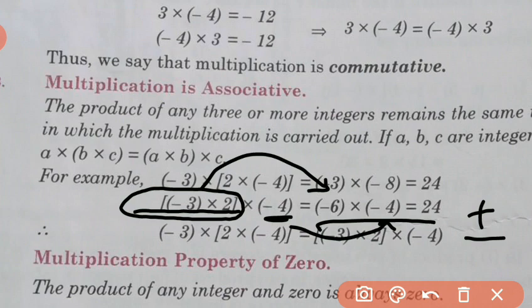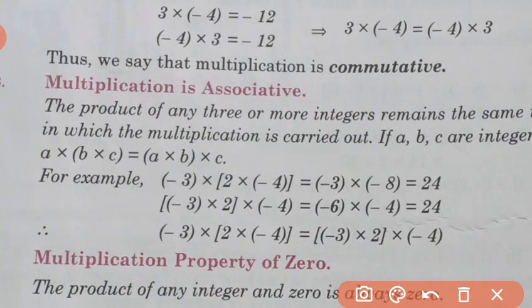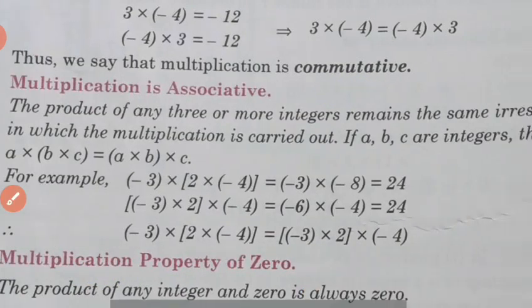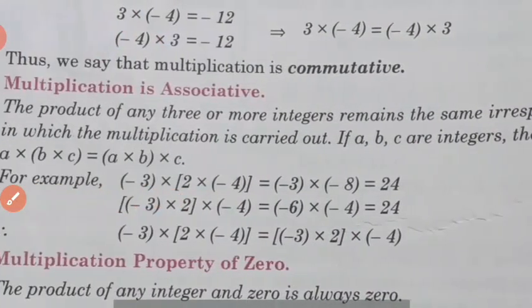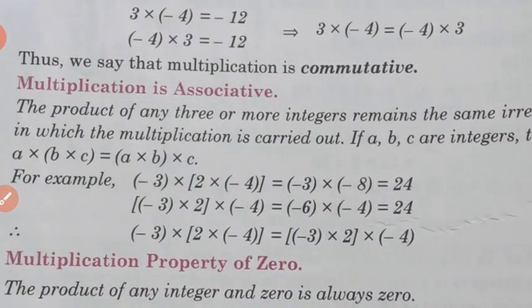So you can see that if you multiply minus 3 into bracket 2 into minus 4, or bracket minus 3 into 2 into minus 4, if we multiply the integers in any grouping, the answer will come the same. So multiplication is associative. The product of any three or more integers remains the same irrespective of the order in which the multiplication is carried out.